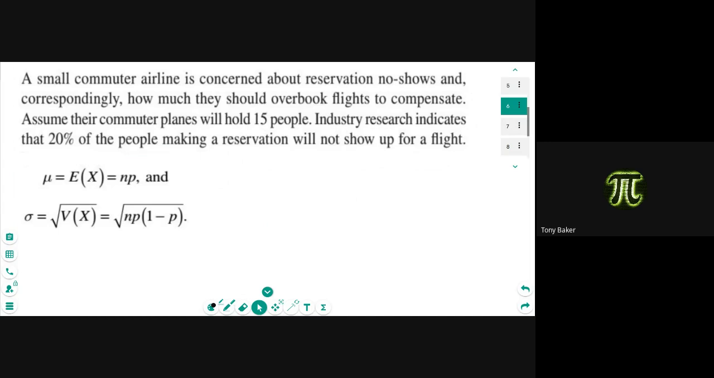So remember, our mean is just n times p. So in this problem, my n, oh, this one, that's right, they didn't give it to you. So we're going to say our n is 18, because if I remember right, that was the number we started to use. And my p in this case is not 20%. 20% is the people who don't show up, right? So what's the percentage of people that would show up? 80%. So my p is going to be 80%, because I want to know how many people are going to show up.